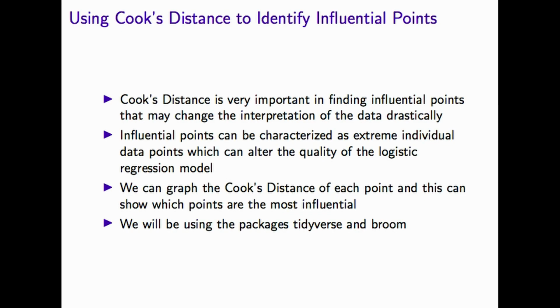We will be using Cook's distance to identify influential points in our dataset. Cook's distance is very important in finding influential points that may change the interpretation of the data drastically. Influential points can be characterized as extreme individual data points which can alter the quality of the logistic regression model. We can graph Cook's distance of each point, and this can show which points are the most influential and which ones we need to keep an eye out for. In this video, we'll be using the R packages Tidyverse and Broom.